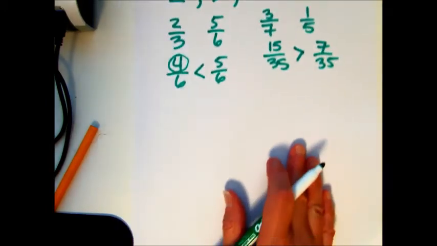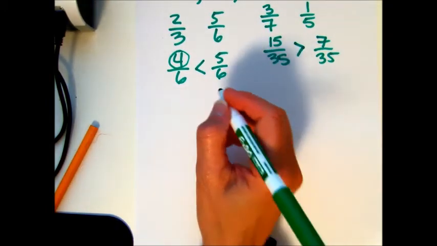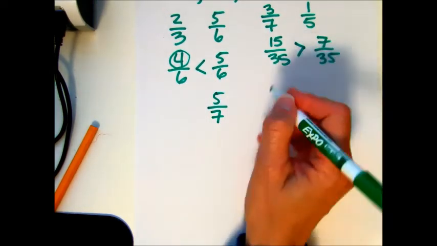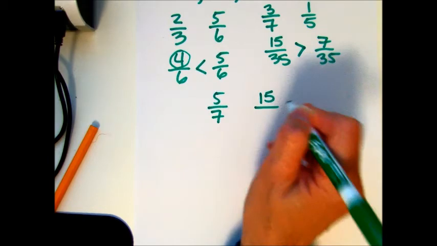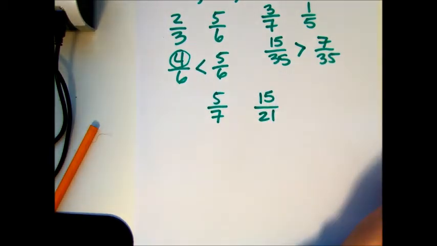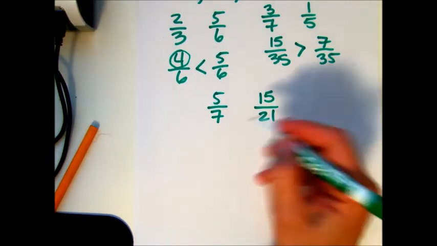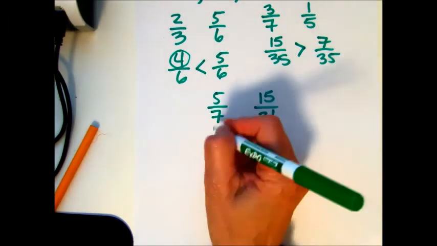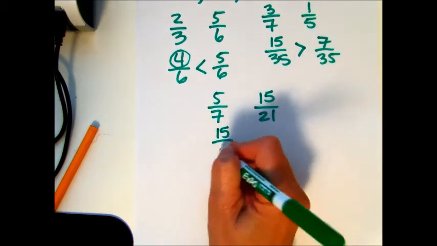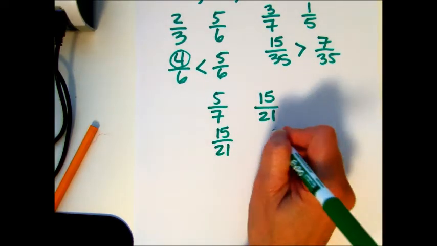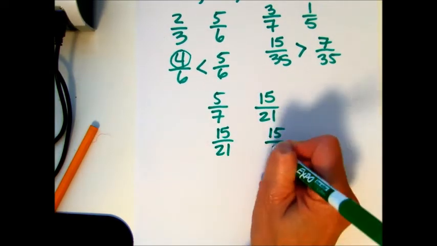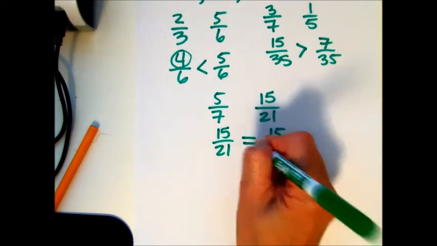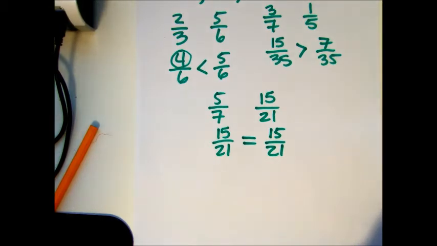And then just to give you an example for equal to, you might have something like 5/7, and we're comparing that to 15/21. Okay, now 7 goes into 21 3 times, so 5 times 3 is 15. So you've got 15/21, comparing that to 15/21. Because they both have the same value, the symbol would be equal to.